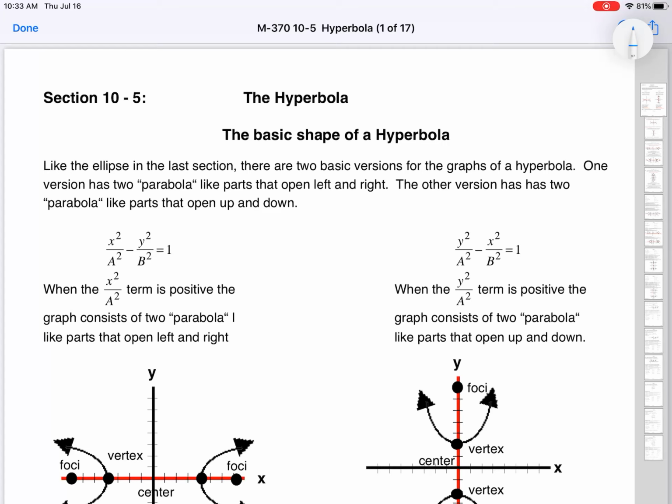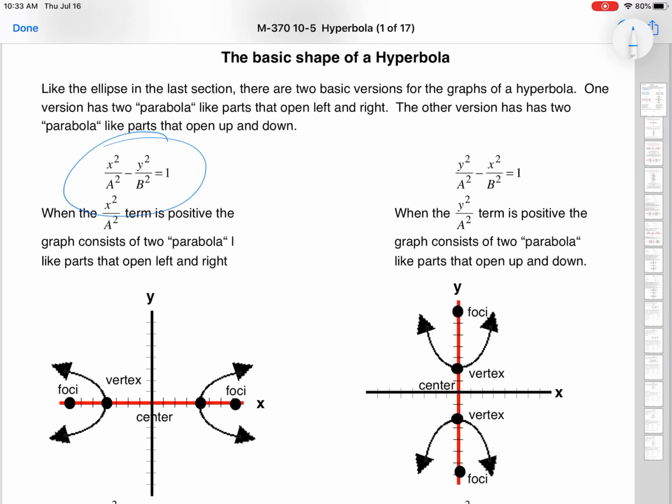So a squared does not have to be bigger than b squared. It's the ellipse where we have to pay attention to which one's bigger. But in the hyperbola, we do not have to pay attention to which is the bigger one. Everything happens in who the positive variable is, or the positive term. So in this first case, which I'll circle here, the positive term is the x term, and so things are happening in the x direction.